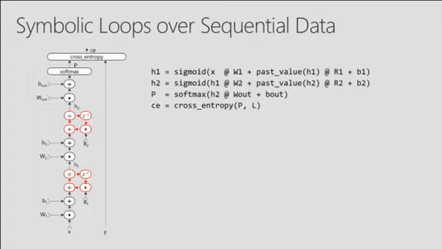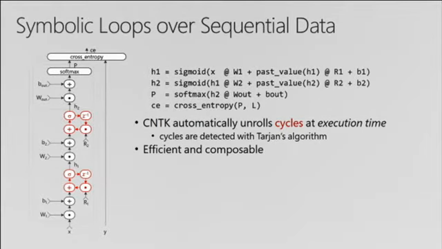And taking this new Python code, what CNTK will do is introduce a few loops inside the graph. And this is very unique in CNTK. None of the other toolkits contain loops in this manner. So you can see the highlighted ones, the red circles, are the new loops introduced by CNTK. This is a very compact representation of recurrence. During execution, CNTK will automatically unroll these circles at execution time. And the circles are detected with Tarjan's algorithm. And this is extremely efficient and composable.